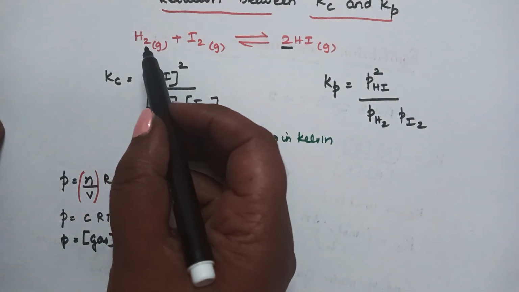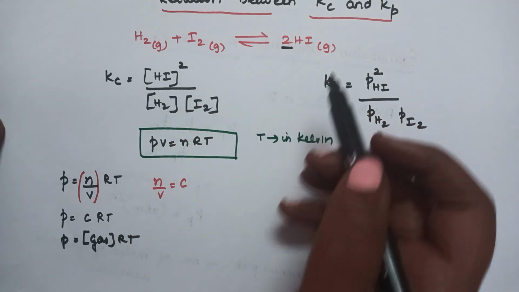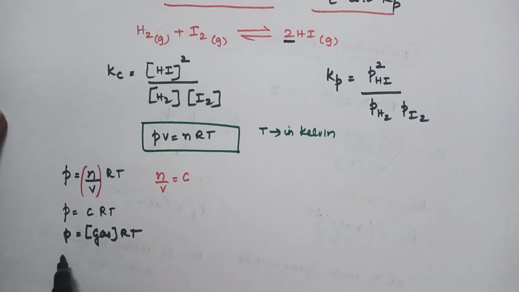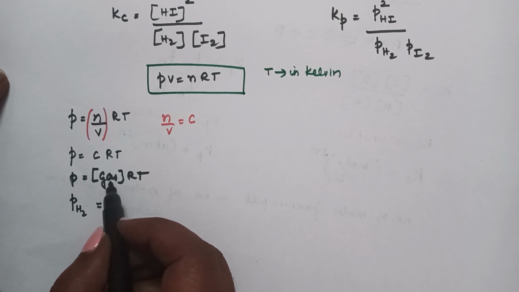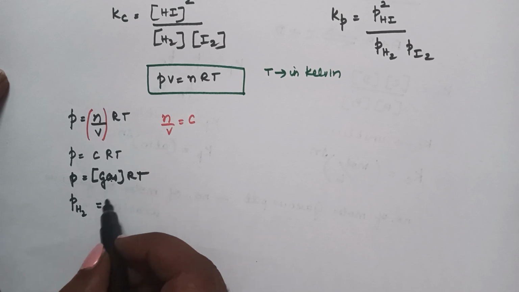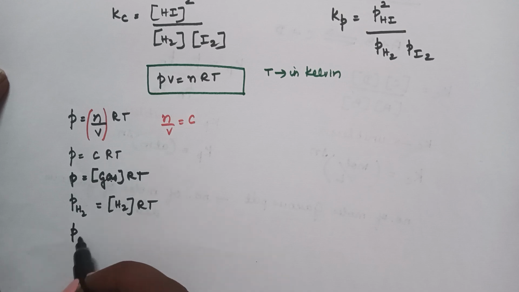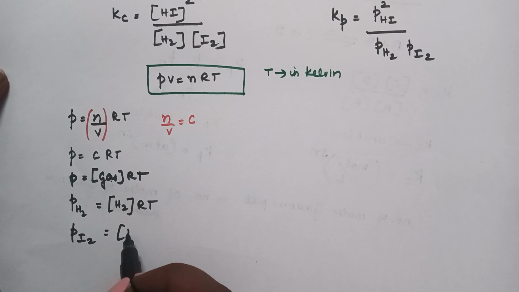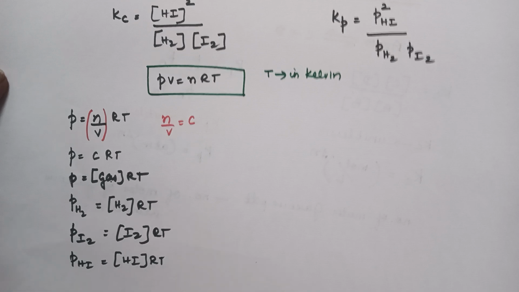Here H2 is a gas, I2 is a gas, HI is a gas. So for these we will use this equation. P of H2 is equal to the concentration of the gas, hydrogen, H2 into RT. Similarly, P of I2 is equal to I2 into RT. In the same way, P of HI is equal to HI into RT. So this is what we will get.